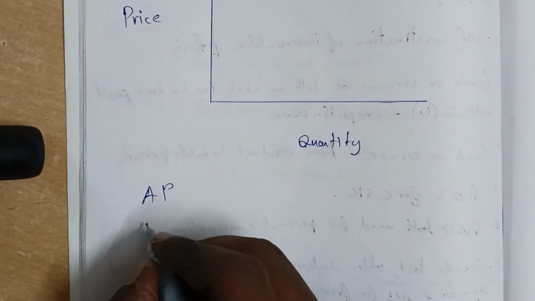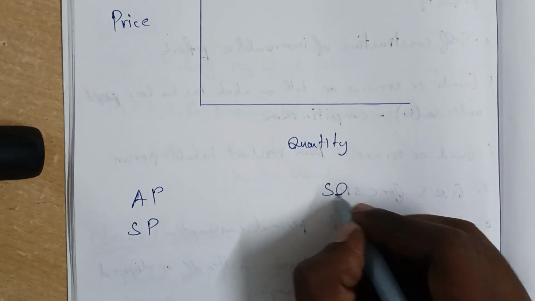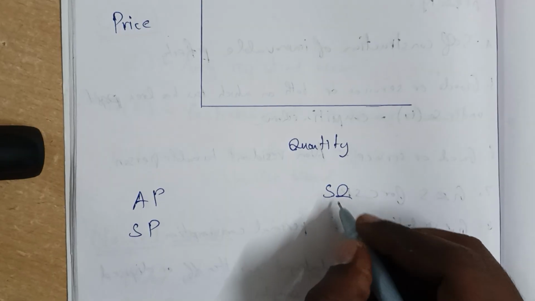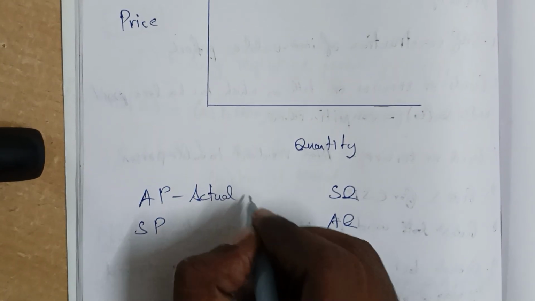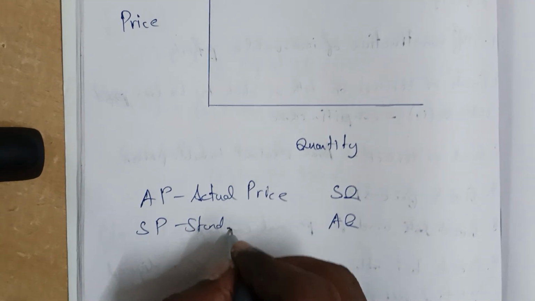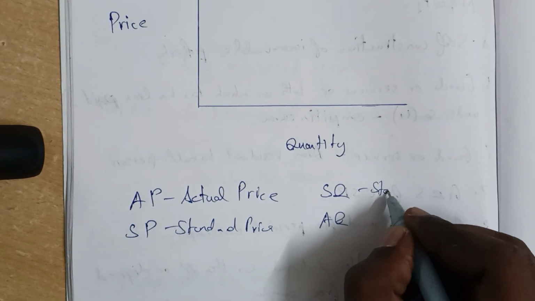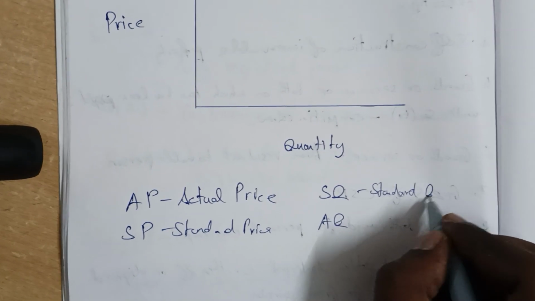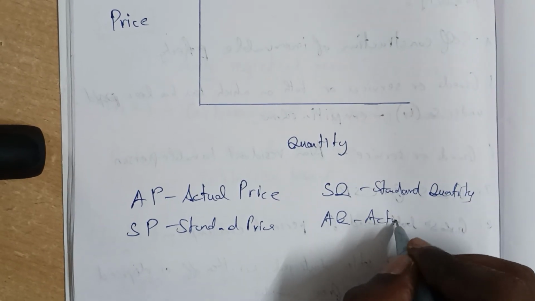AP, SP, SQ, then AQ. This would be actual price. This would be standard price, standard quantity, then actual quantity.